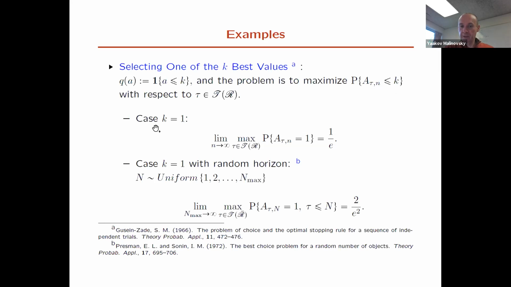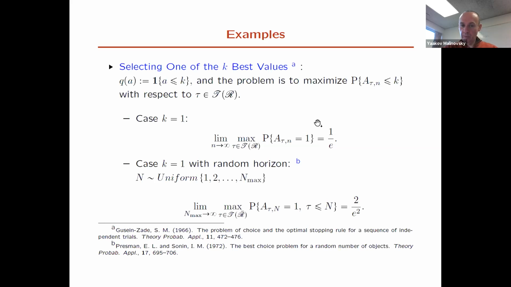It's exactly the secretary problem. And this is exactly the case k equals 1, the classical secretary problem that I defined. And the limit probability is 1 over e. Now, in the literature, there are not so many extensions; the case with the random horizon is mostly investigated only in a few papers, in a case-by-case manner.